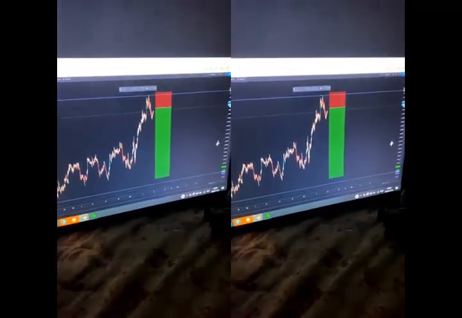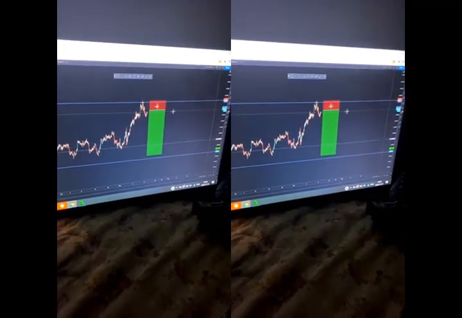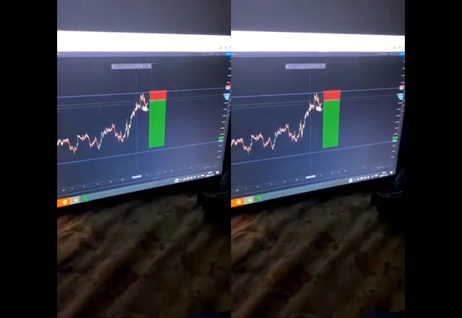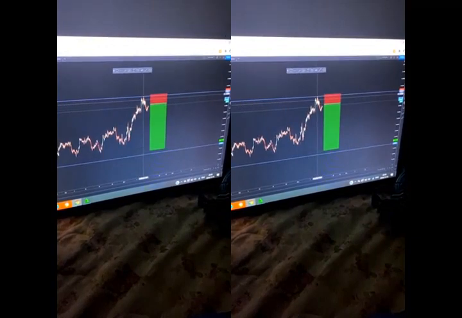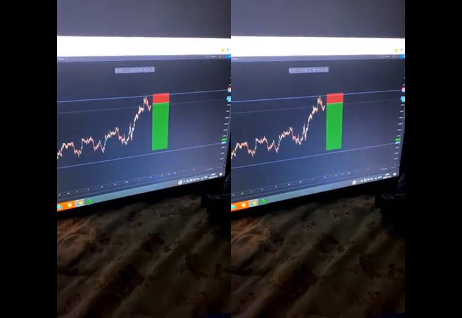NZD USD, man. Okay, I see NZD USD. Let's go with NZD USD. So with the NZD USD again, guys, this was my setup on the NZD USD. I'm still holding this setup, guys. I can't fake it. This setup, I've been holding it from that level, so I believe it's gonna drop.